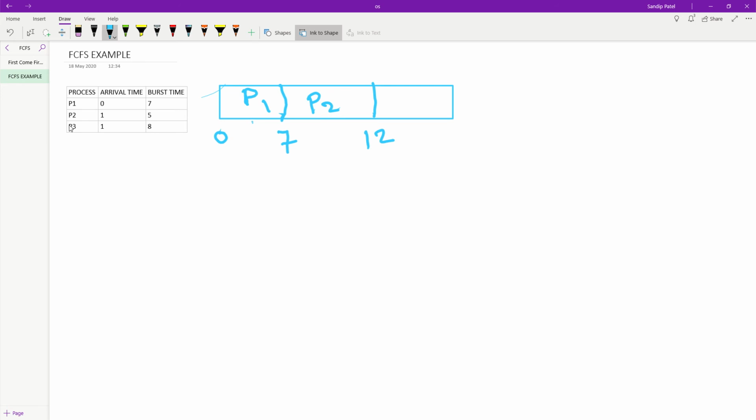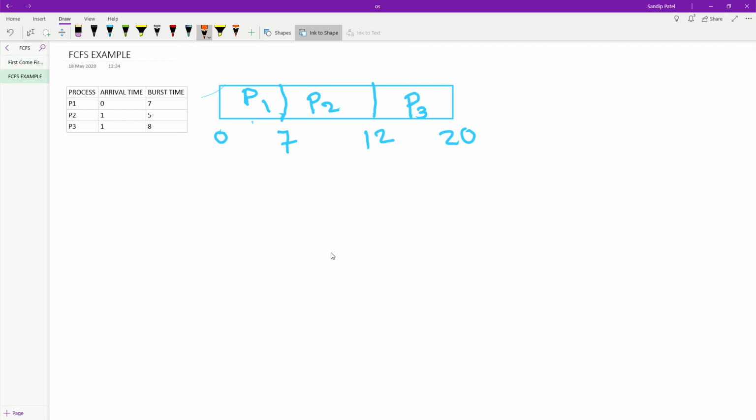Now the last remaining process, that's P3. P3 requires 8 milliseconds of burst time. So 12 plus 8, that's 20. This way we will draw the Gantt chart. So now the Gantt chart is over. From the Gantt chart itself we will find out the waiting time.